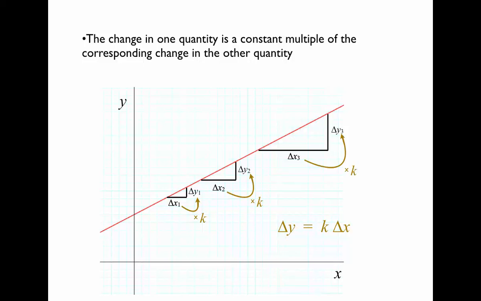This is really powerful in solving problems. We need to find the resulting change. How do we do it? Well, if we know our constant rate, it's always that constant rate times whatever change in X we have.